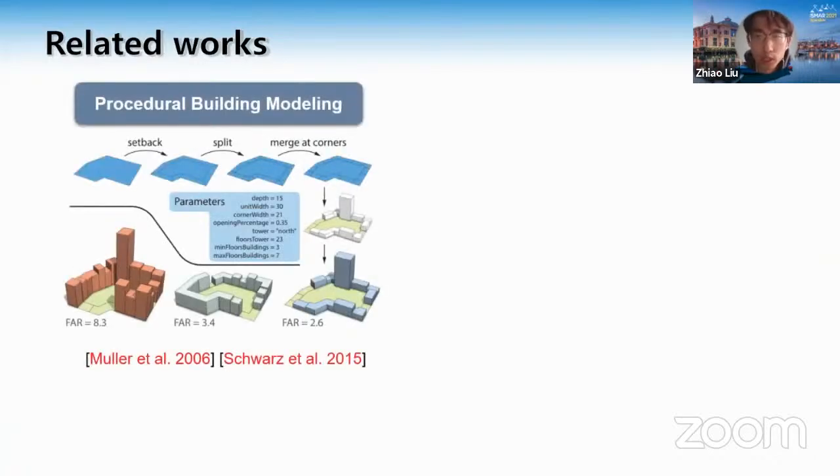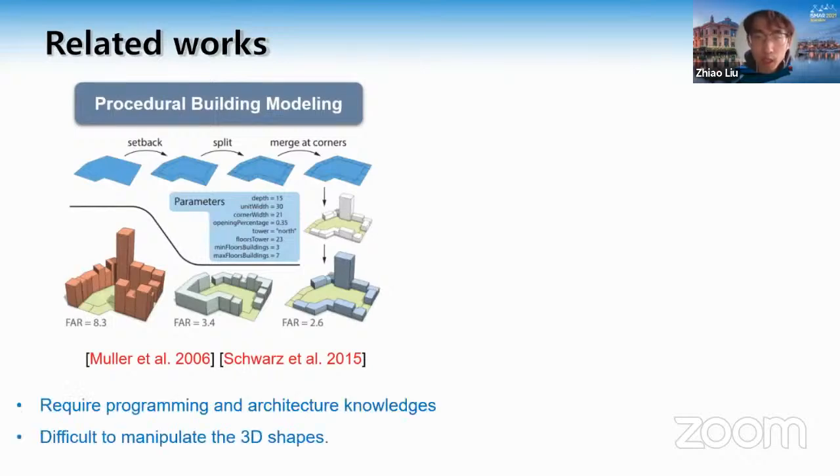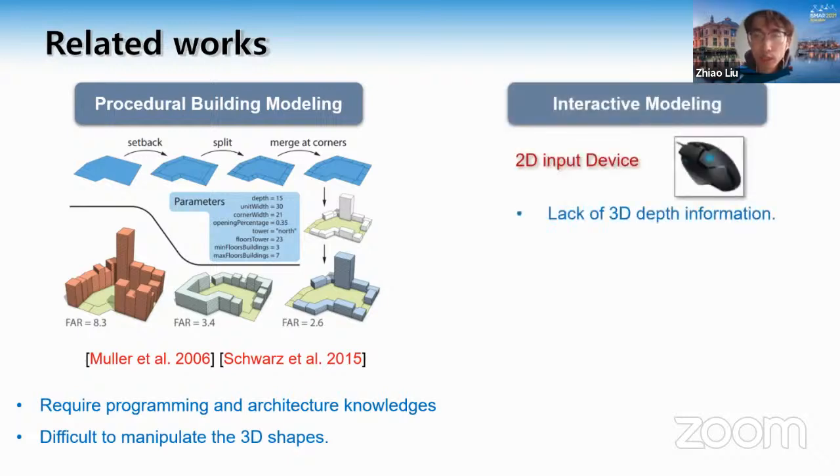Recently, a number of methods for modeling buildings have been proposed. For example, procedural generation can use a set of generative rules to produce 3D buildings automatically. However, this method requires programming and architecture knowledge and is difficult for users to directly control the 3D shapes. By contrast, interactive modeling is a more intuitive way to freely create 3D objects. But previous methods are generally based on 2D sketches, which is hard for 3D control.